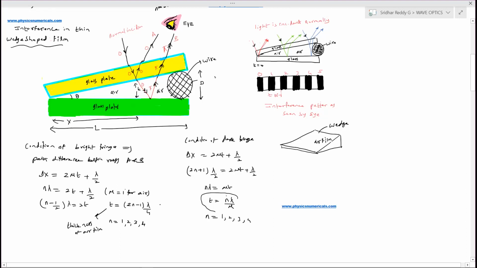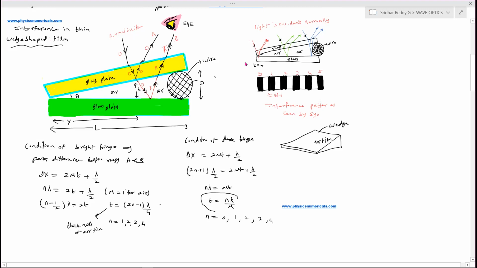At t equal to 0, so put n equal to 0. So what do we get? We get the dark fringe where t equal to 0 will be there. N will start with 0, 1, 2, 3, and 4. For n equal to 0, t equal to 0.